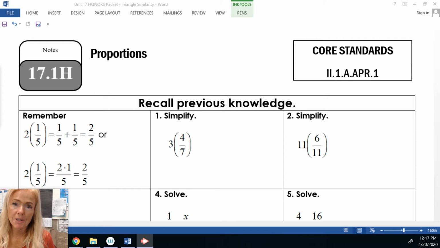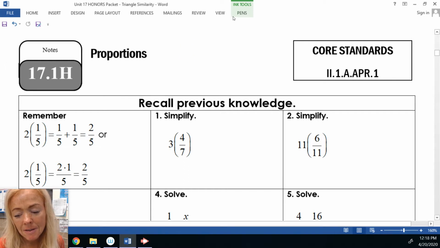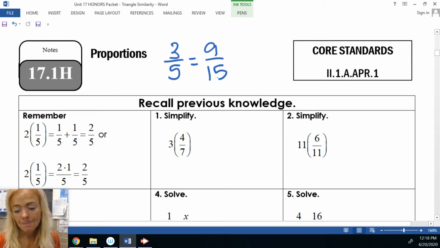17.1 is on proportions. Proportions are two ratios that are equal. So if I have 3/5 and I set that equal to 9/15, that's a proportion because I have a ratio equal to a ratio. And you can see that there is a scale factor of 3.